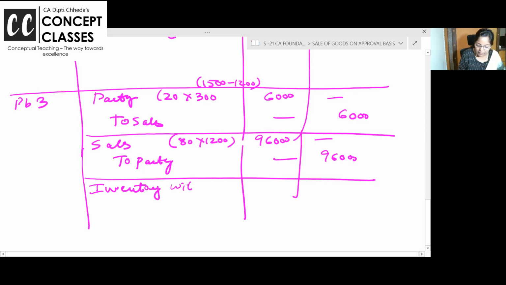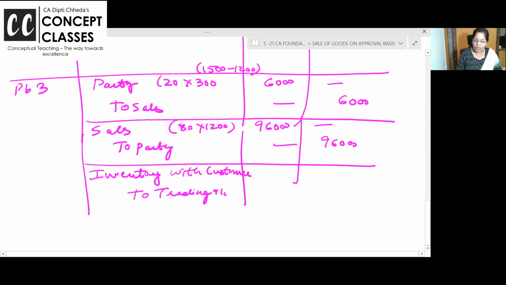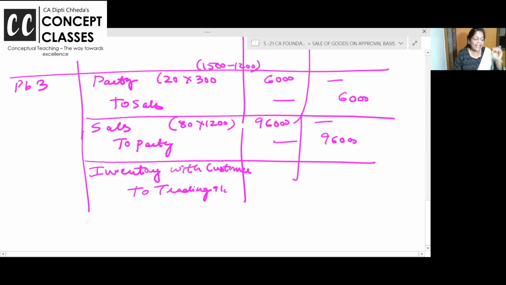Inventory with customer account debit to trading account. Are my 80 goods lying with you? Answer is yes. Are these goods my stock? Yes. So trading account credit side it will come.